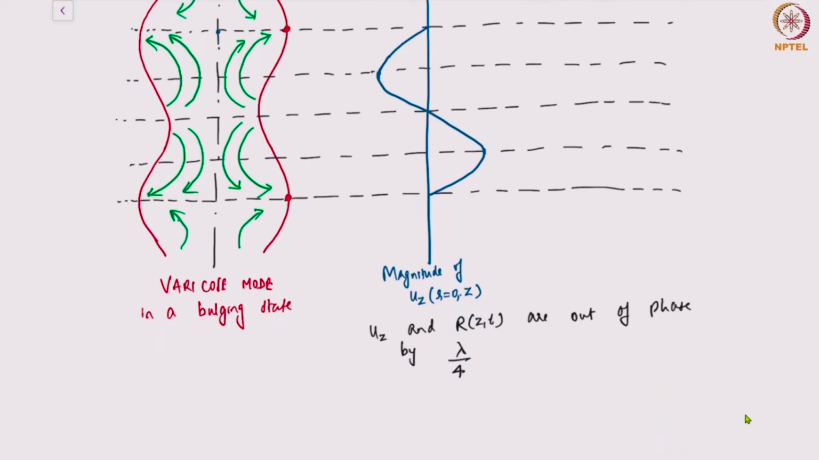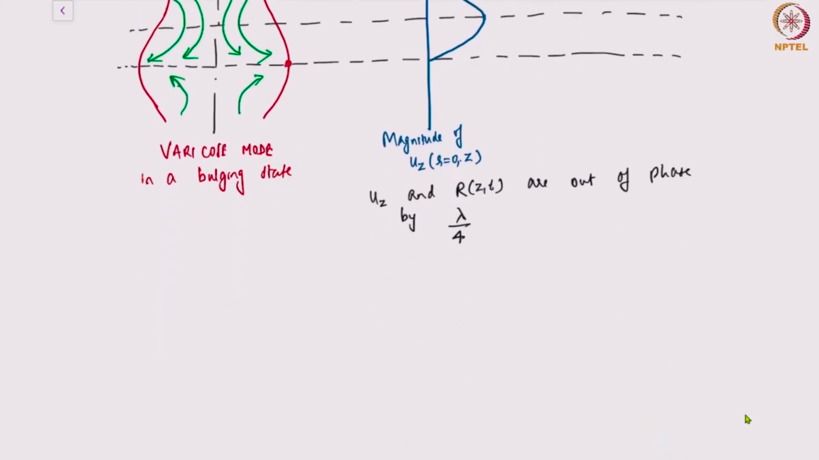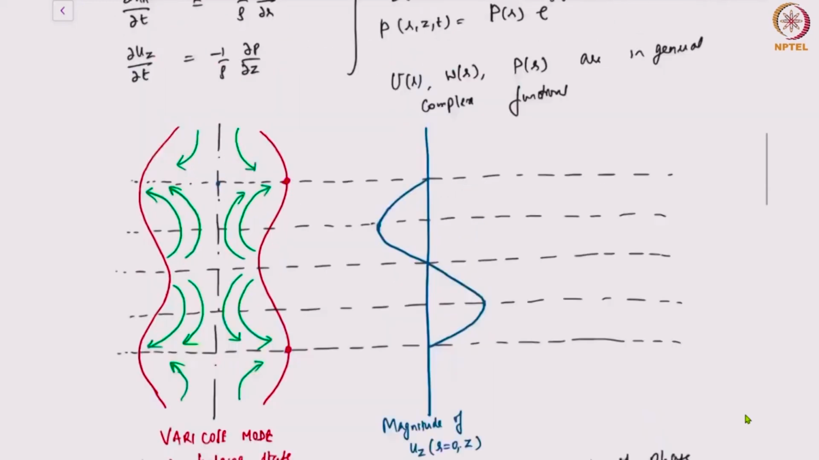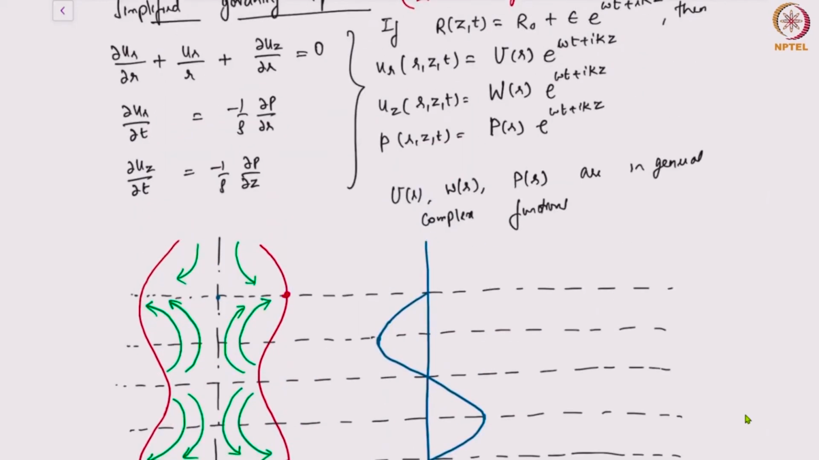So where the radius is at its maximum, there the axial velocity is at the minimum. Where the radius is at its maximum, you should expect radial velocity, and not the axial velocity. So this is a phase information that comes out, right? This is also true for UR and UZ. UR and UZ also are out of phase by lambda by 4 because UR and R are in phase.